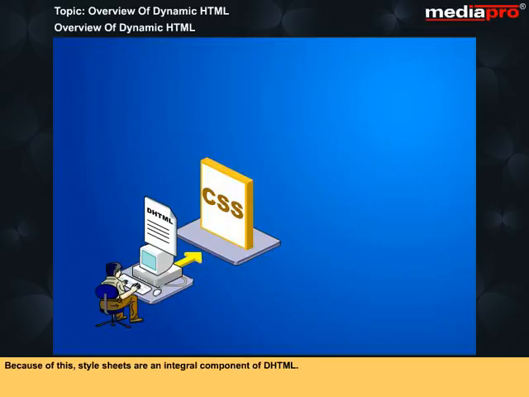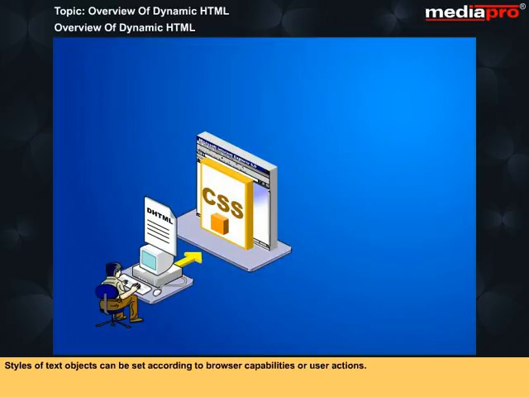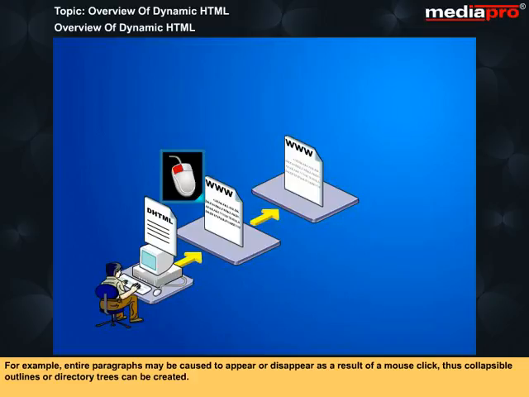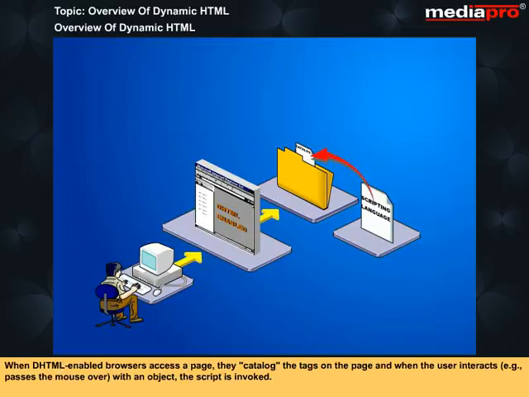Because of this, style sheets are an integral component of DHTML. Styles of text objects can be set according to browser capabilities or user actions. For example, entire paragraphs may be caused to appear or disappear as a result of a mouse click. Thus, collapsible outlines or directory trees can be created. When DHTML-enabled browsers access a page, they catalog the tags on the page, and when the user interacts, for example, passes the mouse over an object, the script is invoked.